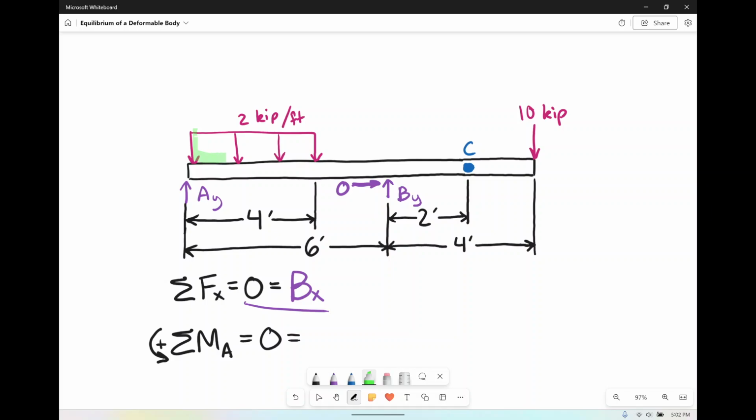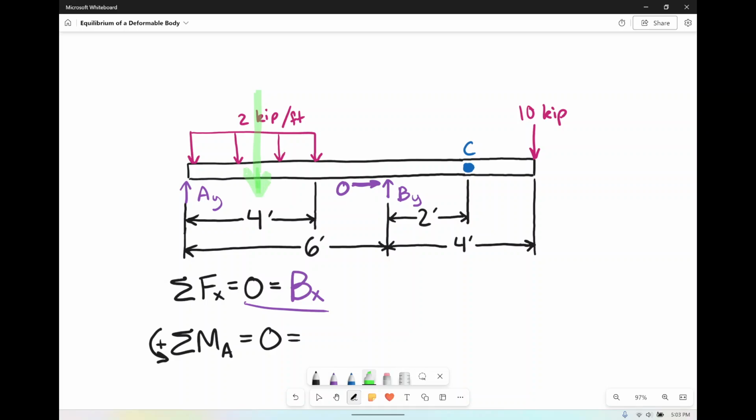So next up we have this uniformly distributed load here. What we need to do is break it down into a point load, and this point load is going to act right at the center. So for that force, first up, we need to figure out positive or negative.